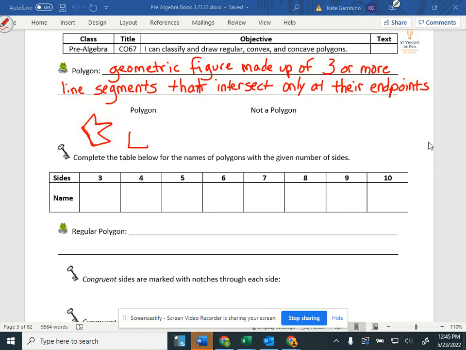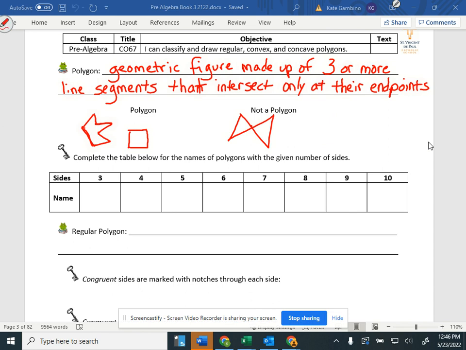So somebody said a square. Yeah, a square is a polygon. A rectangle. Rectangle is a polygon. Not a polygon might look like this. Why is that not a polygon? It's intersecting in the middle, not at their endpoints. Here's another example of not a polygon. Why is that not a polygon? It doesn't have a straight line here. It must be a line segment. In order to be a polygon, it must be a line segment.